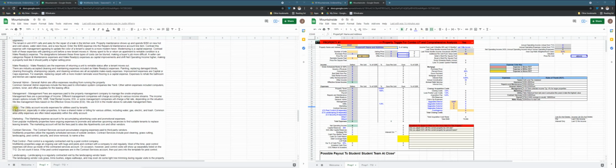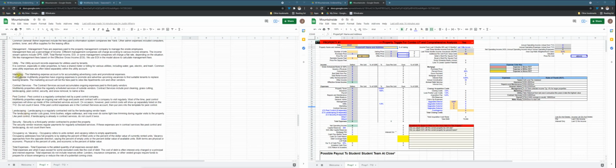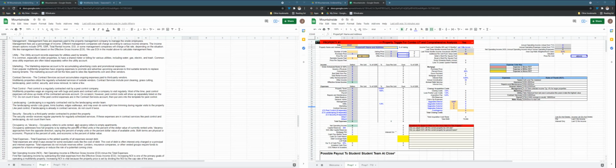All right. Let's move on to utility. The utility account is for just that, utilities used by tenants. It's common to have like gas, water, electric, trash will be in there. So just for common areas like at the pool or at the barbecue station or the playground, things like that. All right. Let's move on to marketing. So marketing is the expense that you have to promote the property, to advertise to new tenants. It's a very simple way of putting it.